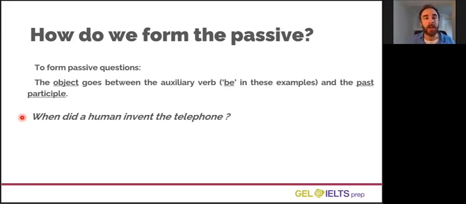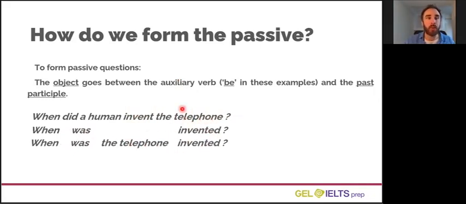So instead, we take the verb be and the past participle. So be, a human invent the telephone. Well, it's going to be was, isn't it? Was, past simple. And the past participle is going to be invented. So when was invented? And the object, the telephone, goes between the auxiliary verb be and invented there. When was the telephone invented?